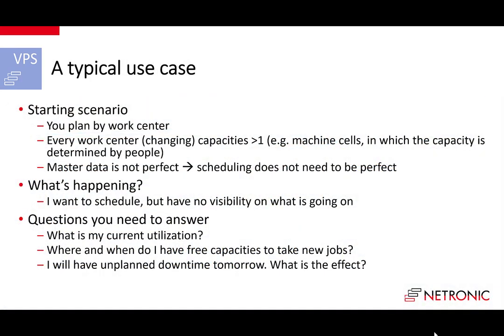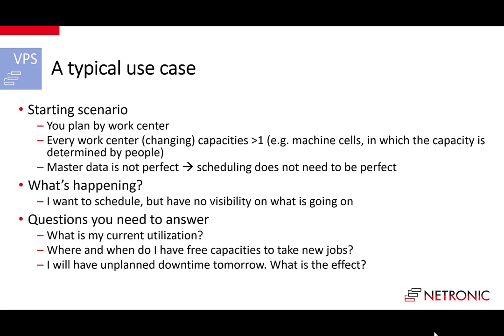The use case is the case of a smaller manufacturing company which gets well along with the standard manufacturing capabilities that Business Central offers. The company plans on work center level, and each work center has a different capacity. The capacity is rather determined by people and their availability than by machines. Also, the company's master data is far from being perfect, and hence scheduling must not be perfect at all, but visual, hands-on, and easy. This is also the biggest challenge.